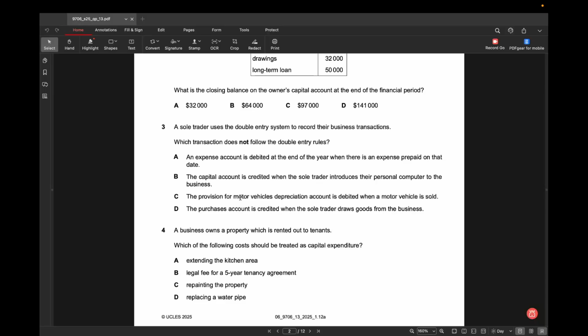So this also follows that. And the last one is purchase account is credited when the sole trader draws goods from the business. So when you are taking the goods, we'll write down drawings account debit, and because we took goods, it should be subtracted from purchases at cost price, so purchase account credit. So all three are correct, this one is incorrect. So for question number 3, the answer is A.